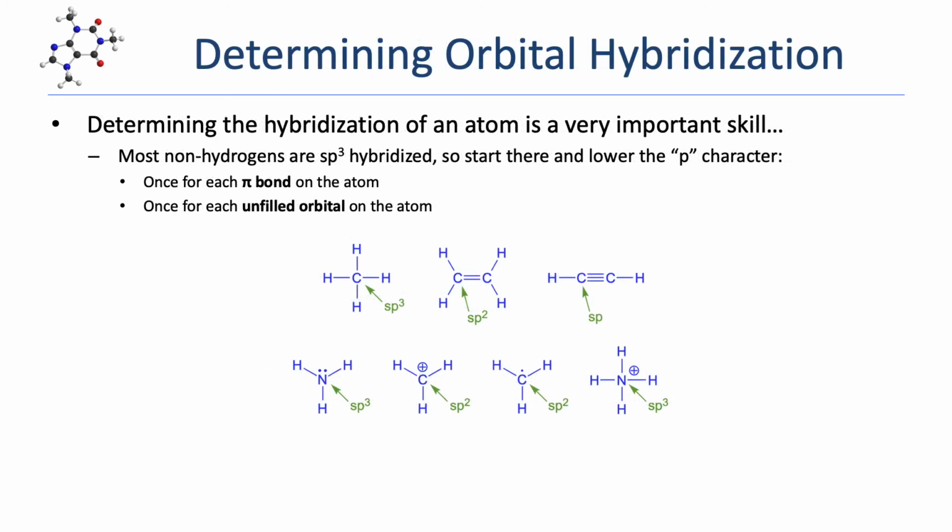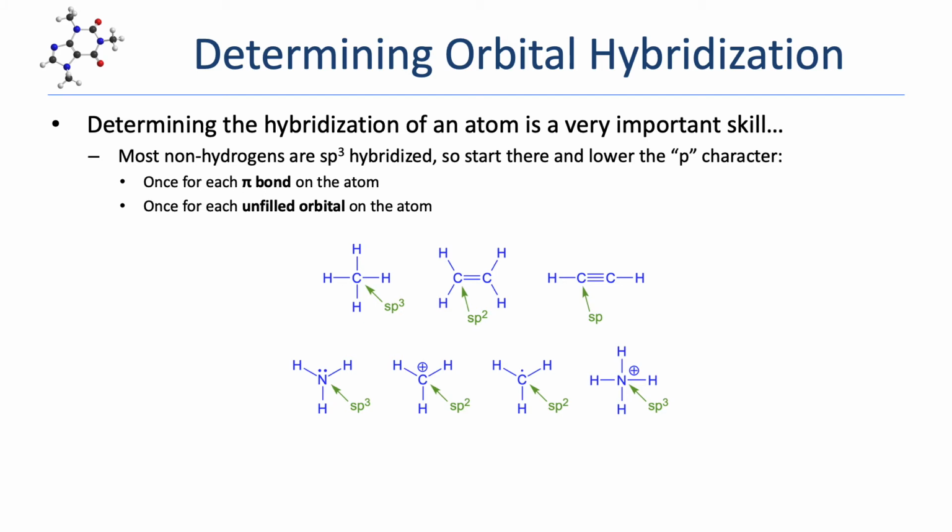A critically important skill when studying organic chemistry is to be able to look at a molecule and the individual atoms in that molecule and determine the hybridization on each atom. This is something you're going to be doing all the time when studying organic chemistry, so being able to do it correctly and quickly is really important. Now, there are a few ways this can be done, so I'm going to show you the way I like to do it.